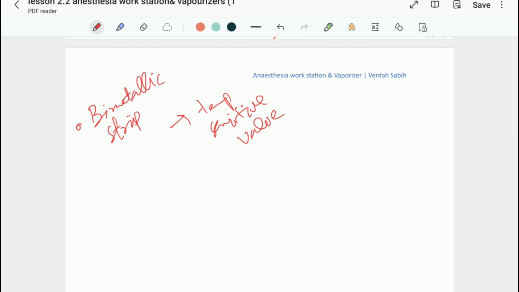Now, when the temperature in the vaporizer decreases, the strip bends due to differential contraction of the metals. This movement restricts the bypass channels and allows a greater proportion of the fresh gas flow to enter the vaporizing chamber. By increasing the fraction of gas exposed to the liquid as the saturated vapor pressure falls, the vaporizer ensures that the final output concentration remains constant regardless of the temperature drop.